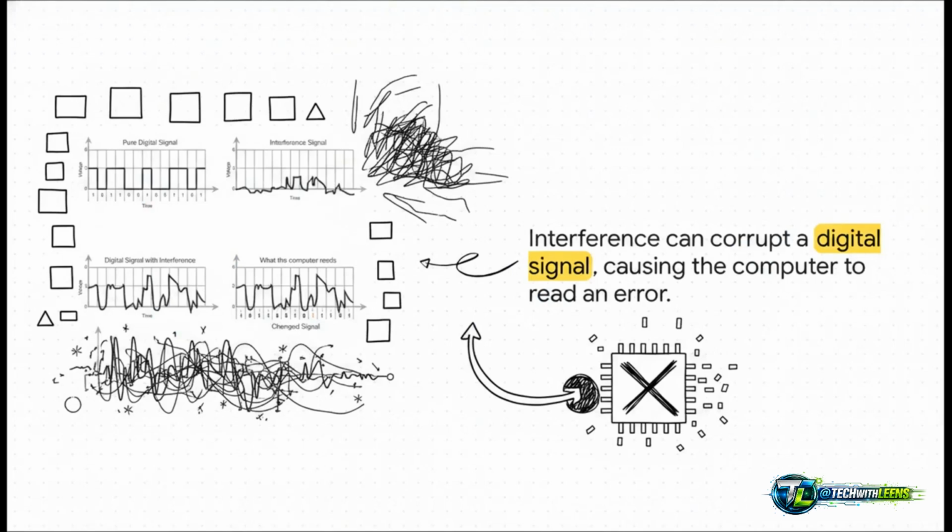Okay, top left, you've got your perfect, clean digital signal. That's what we want. Top right, that's some random interference, some electrical noise. And when those two get mixed together on the wire, you get this messy, corrupted signal on the bottom left. And here's the problem. Look what the computer on the other end reads on the bottom right. That interference was just enough to make a high voltage 1 look like a low voltage 0. And just like that, your data is wrong, it's corrupted.